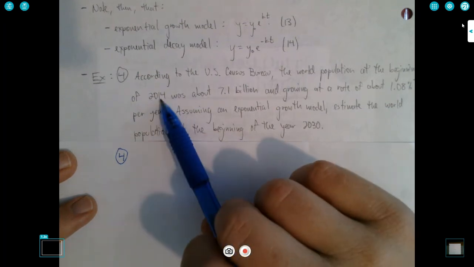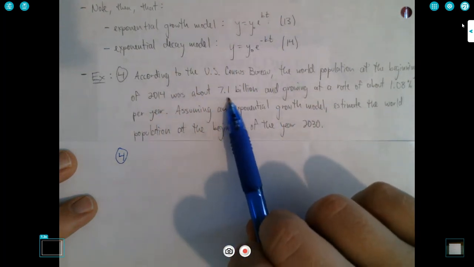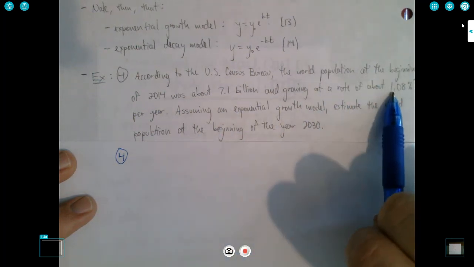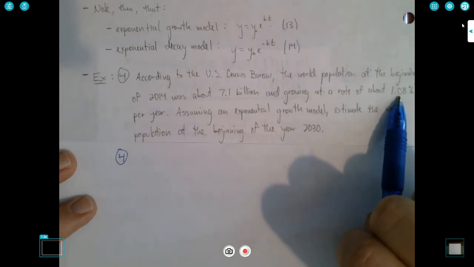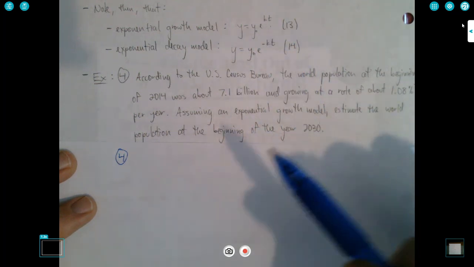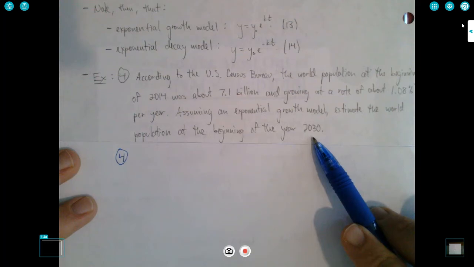So we're going to use our exponential growth model, y equals y naught e to the kt. We'll take 2014 to be year 0 or time 0. So at t equals 0, y naught is going to be 7.1 billion. 1.08% is the growth rate, k. We'll change that into a decimal, so that's going to be 0.0108. And then t is going to be the amount of time that passes from 2014 to 2030, which I suppose is 16 years.